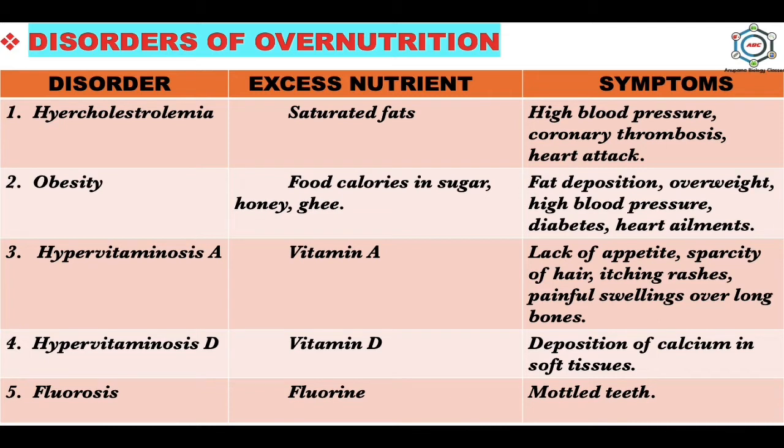Next disorder is hypervitaminosis D, which is caused by excess vitamin D in nutrients, and the symptoms are deposition of calcium in soft tissues. Next disorder is fluorosis, which is caused by excess fluorine in nutrients, and the symptoms are mottled teeth. So this is the end of digestive system disorders.